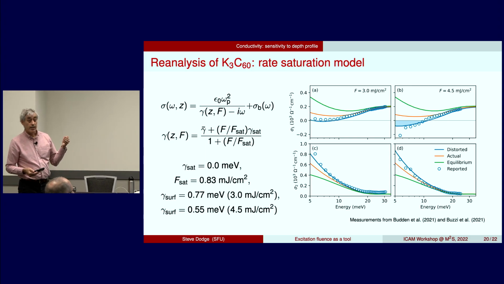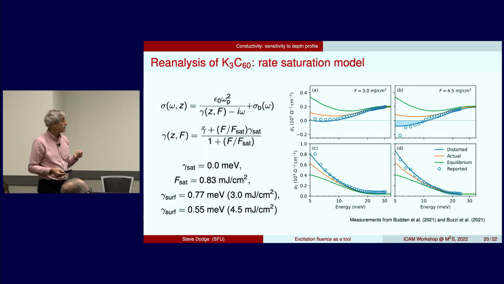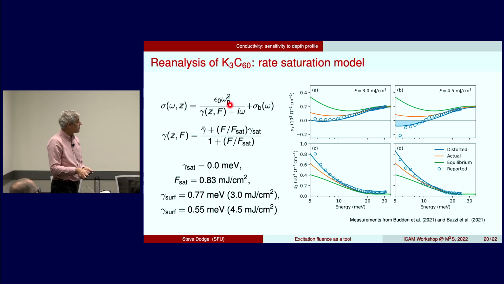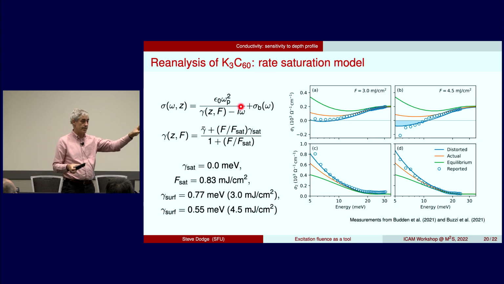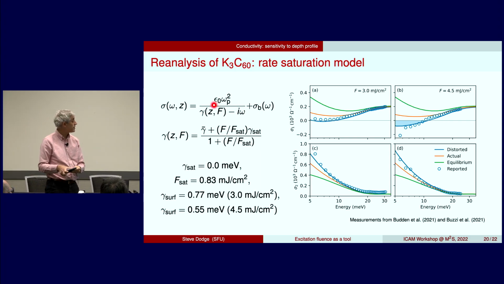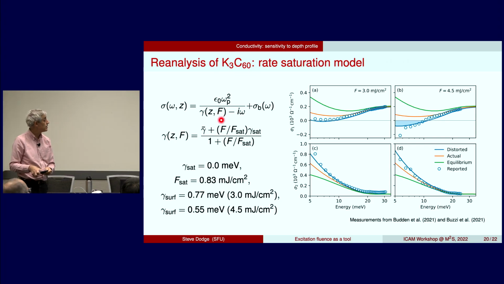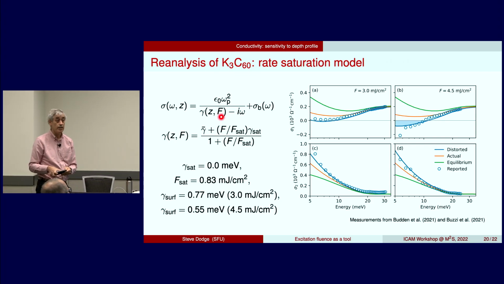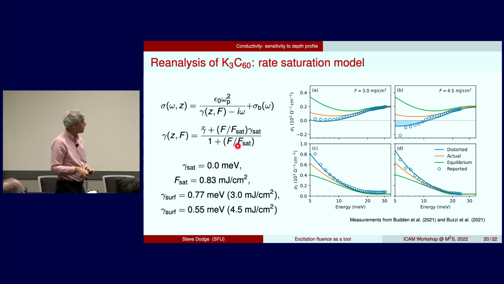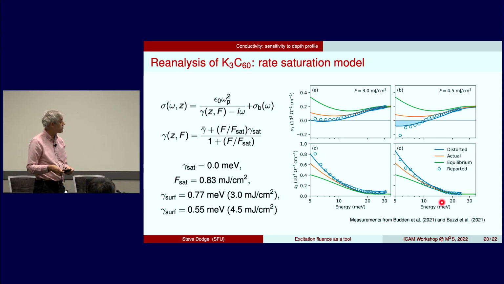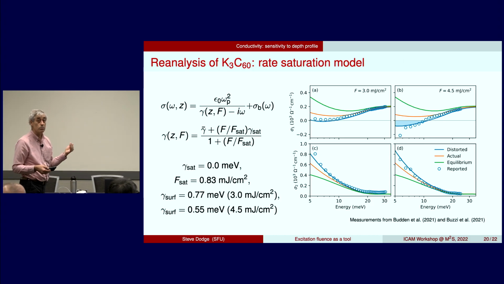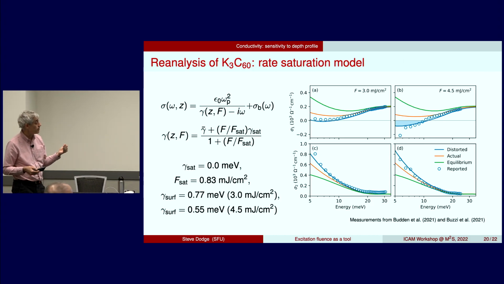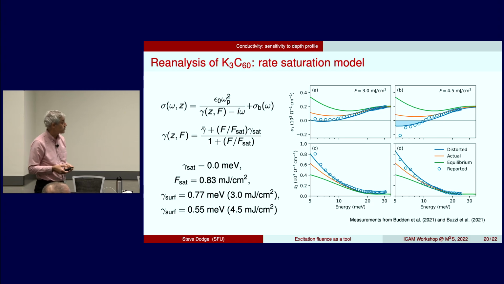Another way of thinking about this, which in many ways makes more sense, is to assume not that the conductivity itself is going from an equilibrium Drude peak to a saturated Drude peak, but that the rate itself is changing with fluence. And that's actually a different functional form. And so we've fit to that as well. And in that case, we've chosen to fit both the data from Budin et al. at 3 millijoules per centimeter squared, as well as the reported results by Butzi et al. at 4.5 millijoules per centimeter squared.